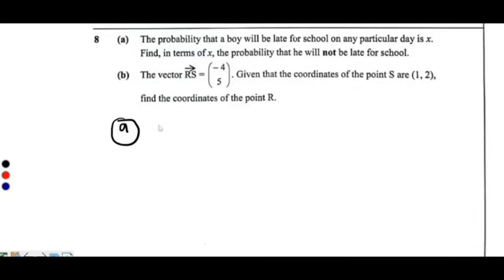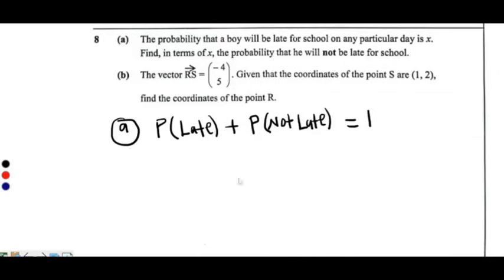So here we are going to say the probability of the boy being late for school on any particular day, I'll just write late, plus the probability of the boy not being late, here I'll write not late, should be equal to 1. The probability of the boy being late for school on any particular day is X. So the probability of the boy being late is represented by X, plus the probability of the boy not being late, which is the one they want us to express in terms of X, is equal to 1.